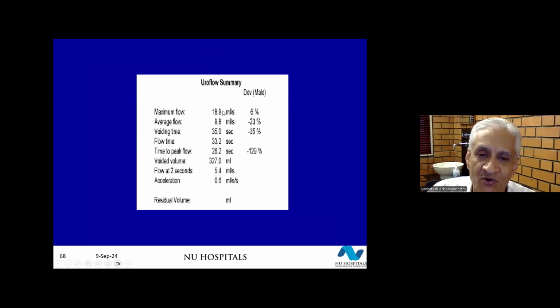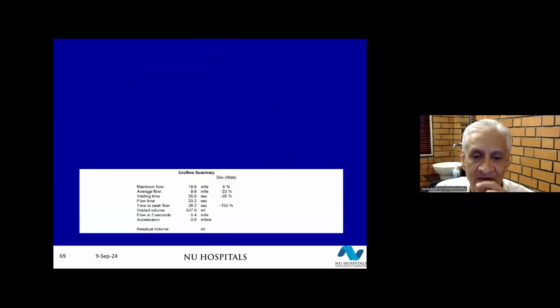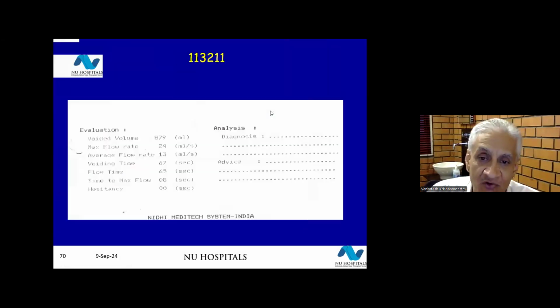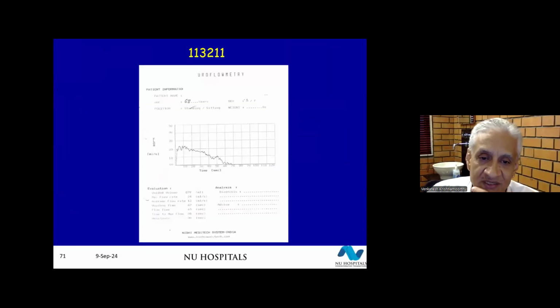Again, it's the same. This shows 19 maximum flow, finished voiding in 35 seconds. Of course, this is slightly prolonged, but again, if you miss this time to peak flow, so if somebody says maximum flow is this, voided 320, 35 seconds or 33 seconds flow time, seems okay, but not really. This is the pattern of voiding. So don't stick to just mentioning the volumes, I mean the numbers. If you have to, then add what else has happened, like this time to peak flow, for you to get a better idea of what is happening.